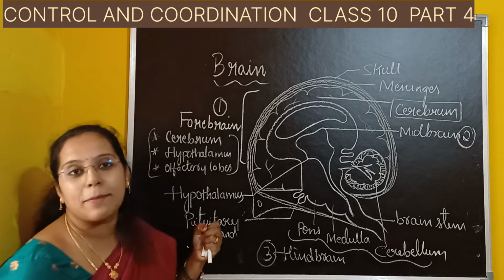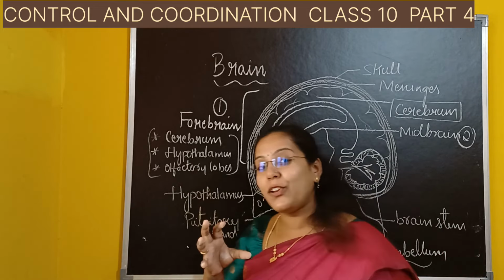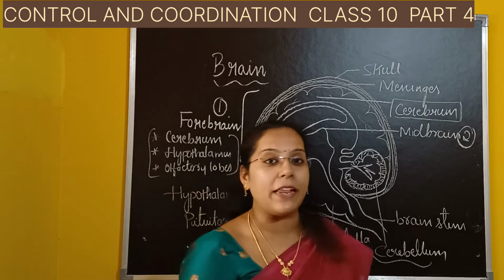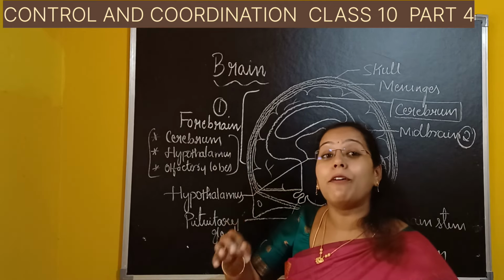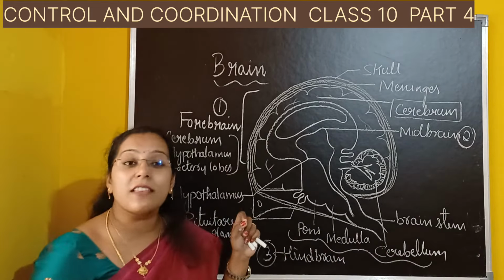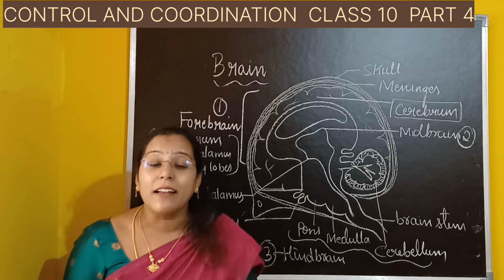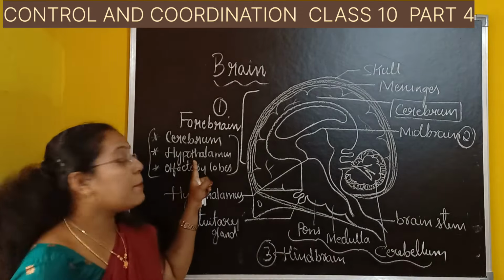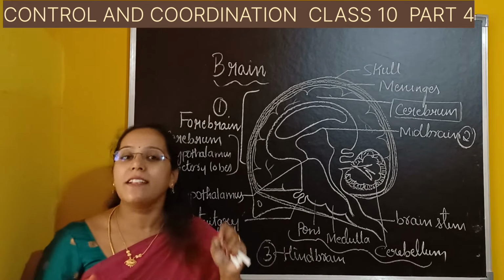Moving to next, hypothalamus. They also asked about hypothalamus in the examinations. This hypothalamus regulates your body temperature. All living organisms have a certain body temperature, and that body temperature is maintained by hypothalamus, which is present in our brain. It is not only regulating body temperature, it is also responsible for thirst and hunger. Whenever you are feeling thirst, whenever you are feeling hunger, that is recognized or regulated by this hypothalamus. Very important. Hypothalamus regulates body temperature, hunger and thirst. These three things you remember.